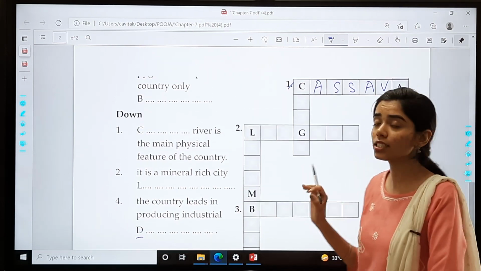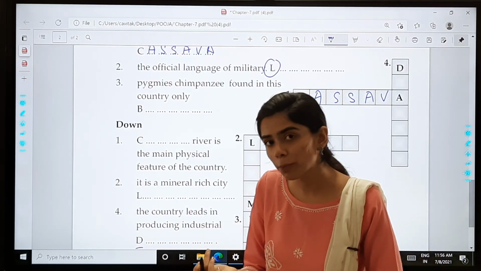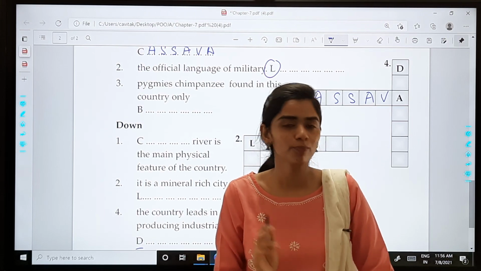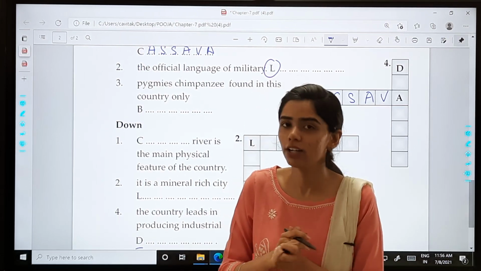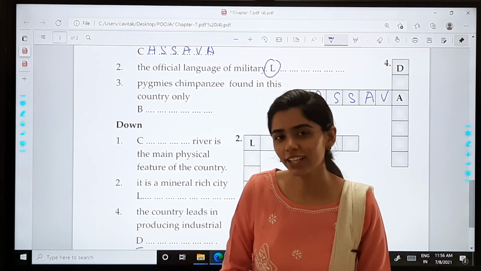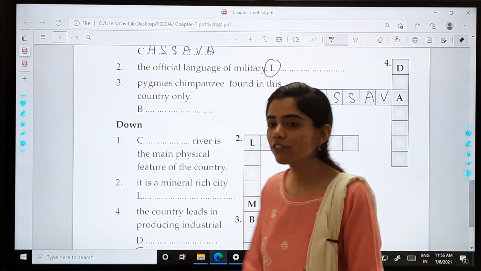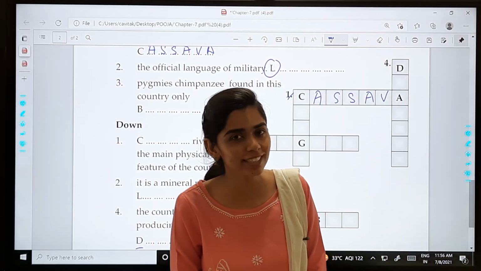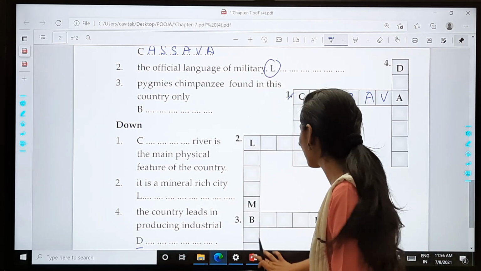Okay. So, I'll send this worksheet to you. Take the printout of it and solve it. And you can attach it with your SST notebook. Is it clear, all of you? So, with this we have completed the worksheet part. And I hope it is clear to all of you.